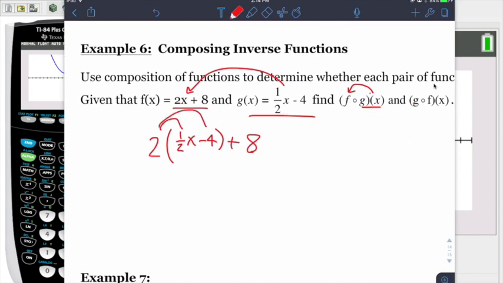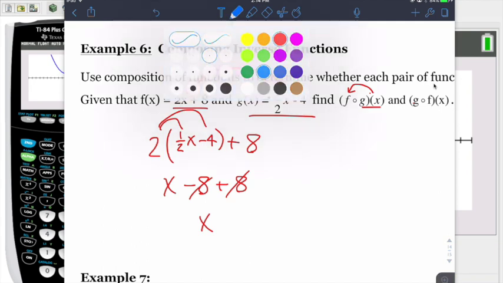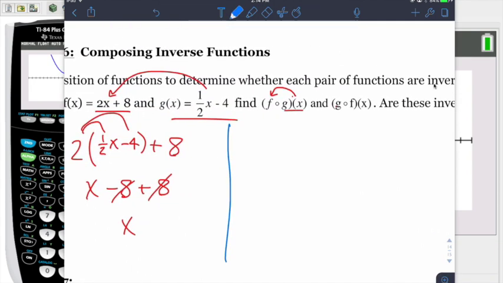Okay, so 2 times 1/2, that is just 1. So we'll say 1x minus 8, but then you've got that plus 8 right there, and those will cancel each other out, so that comes out to x. Okay. So now we need to go the other direction. Usually you want to show it both ways. I've never seen an example where it works one way and not the other, but usually it's a good idea to work it out both ways here.